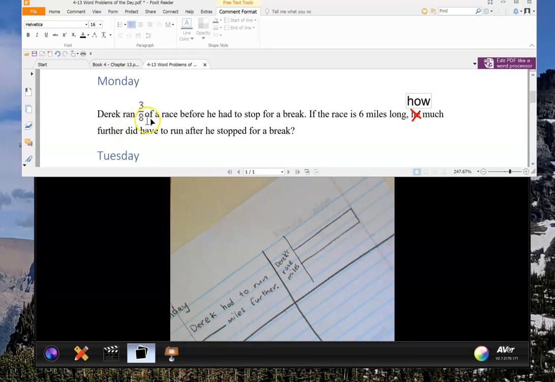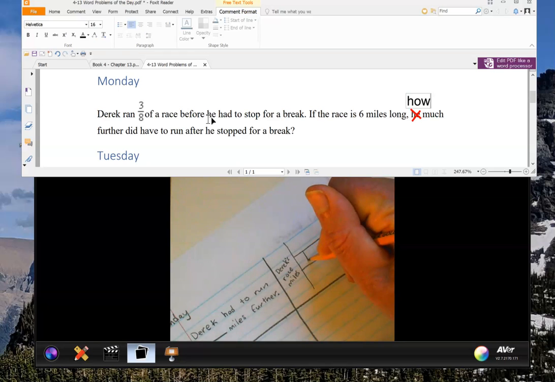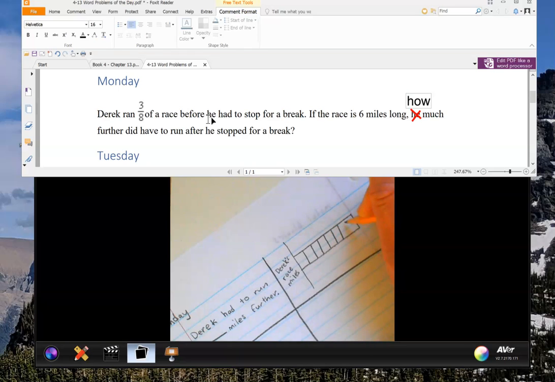Derek ran 3/8 of a race before he had to stop for a break. The first thing I see is that fraction, so I'm going to take this race miles and divide it up into 8 parts. I'll put it in half right here so it's a little bit easier. So I can divide this into 4 parts, and this into 4 parts. Let me make sure: 1, 2, 3, 4, 5, 6, 7, 8. So I have it in 8 parts.